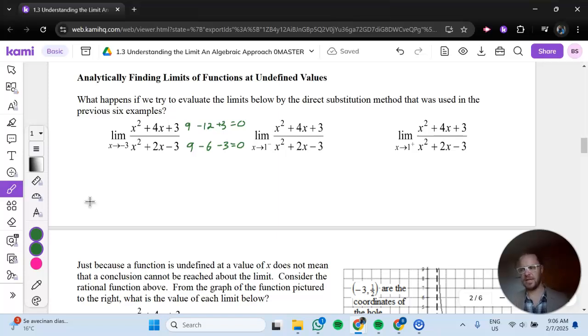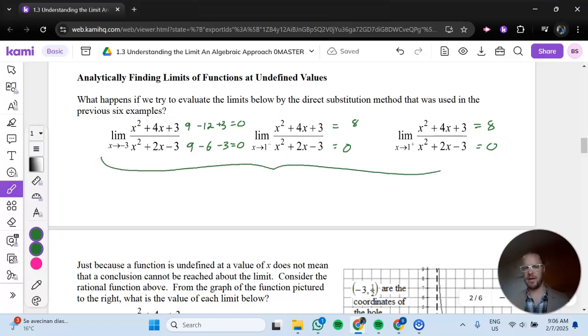Let's take a look at these other two examples here as well. So if I put a 1 in the top here, I'm going to get 1 plus 4 plus 3, right? And if I do that, I'm not getting 0, right? I've got 1, 5, 8. But on the bottom here, I've got 1 plus 2, which is 3 minus 3, that's 0. And that is a problem. Over here, I'm going to plug in 1. I got 1, same thing, 8. And on the bottom here, I've got the same thing with 0, because all I did is change it from negative or positive, which when we're just subbing in doesn't make a difference.